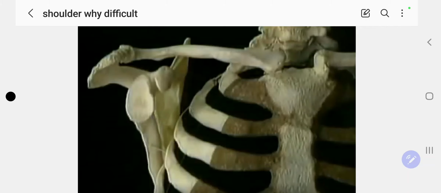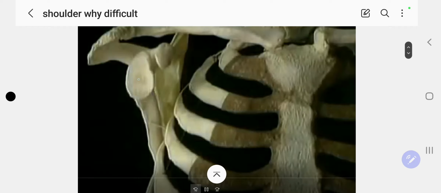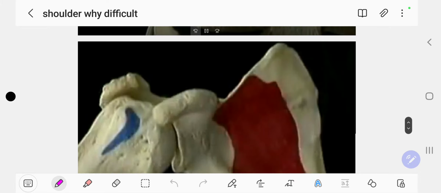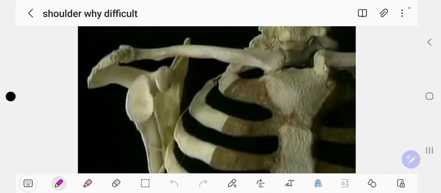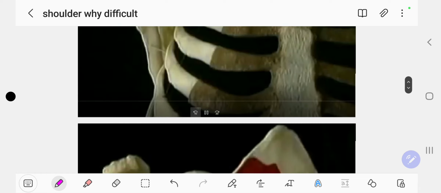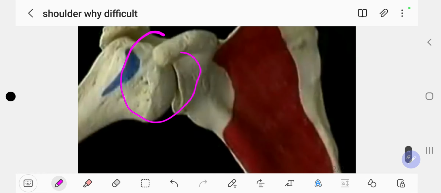Now, the osseous segments of the shoulder complex are the clavicle, scapula, and humerus. This is the clavicle, this is the scapula, and here is the humerus bone. The three segments are joined by three interdependent linkages. What are they? They are the sternoclavicular joint, the acromioclavicular joint, and the glenohumeral joint.